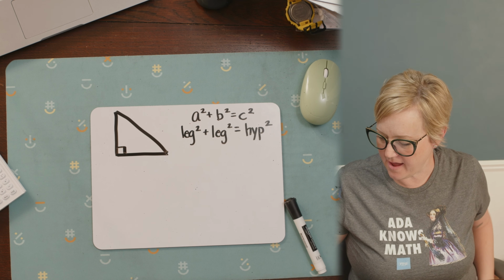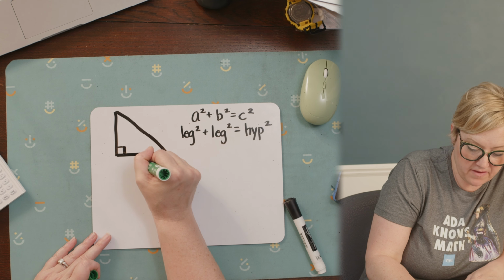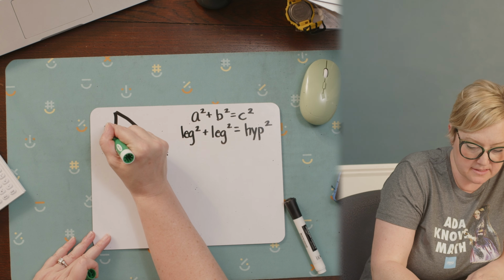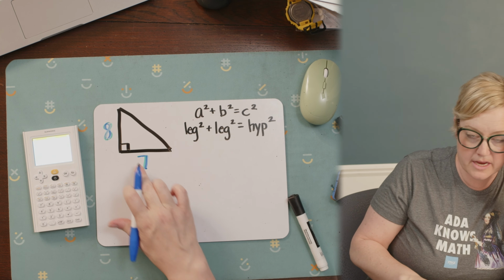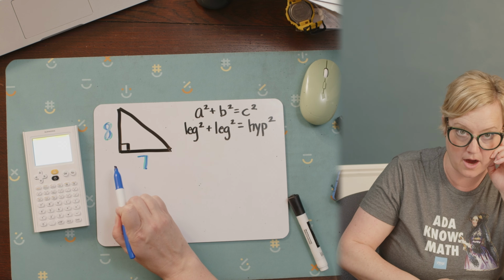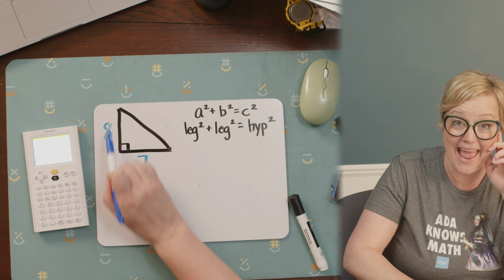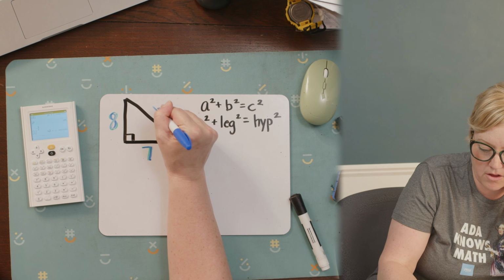If I have two sides, so let's say this is 7 and this side is 8. We'll start off kind of simple. So 7 and 8 are my legs, and the reason I know they're my legs is because they make up the right angle in the triangle. We need to figure out what this is, so we're going to call this x.